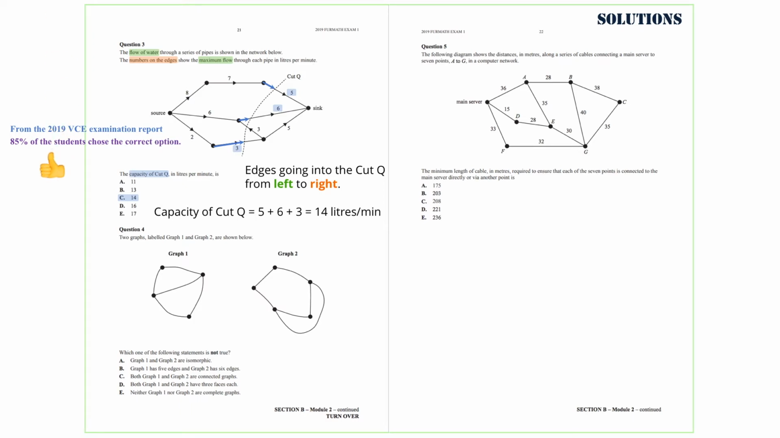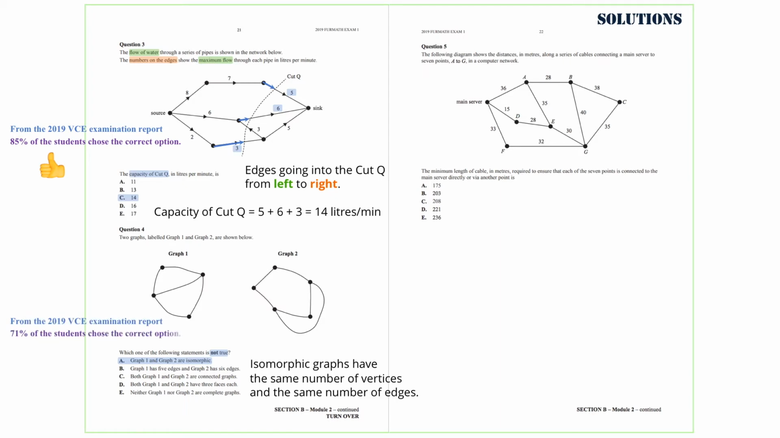Question 4. 2 graphs labeled Graph 1 and Graph 2 are shown below. The question is asking which one of the following statements is not true. Option A is definitely not true because isomorphic graphs have the same number of vertices and the same number of edges. From the 2019 VCE examination report, 71% of the students chose the correct option.